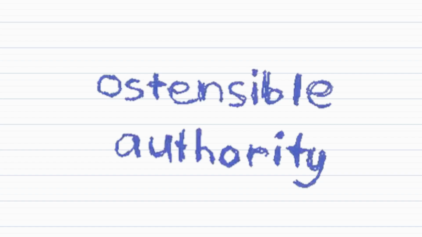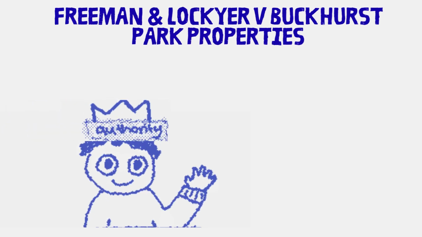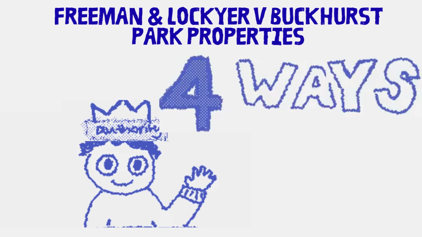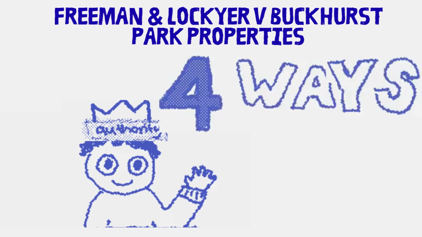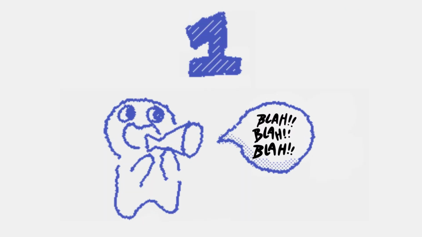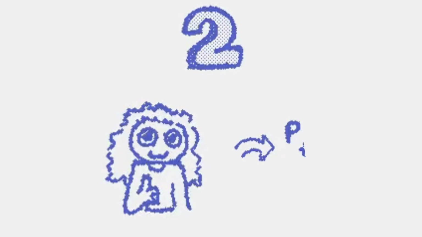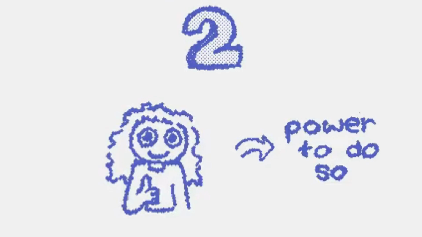Finally, we have ostensible authority. Here, the focus isn't on what the company internally authorised, but on the representation made to a third party, that the agent has authority to act on the company's behalf. In Freeman and Lockyer versus Buckhurst Park Properties, Diplock set out 4 key requirements for ostensible authority. First, there must be a representation made by the company, through words or conduct, that the agent has authority to enter into the contract. Second, the person making that representation must have actual authority to manage the company.